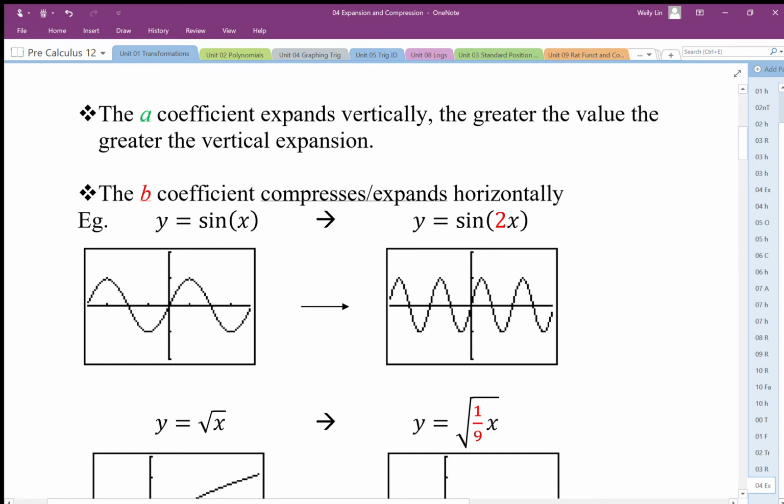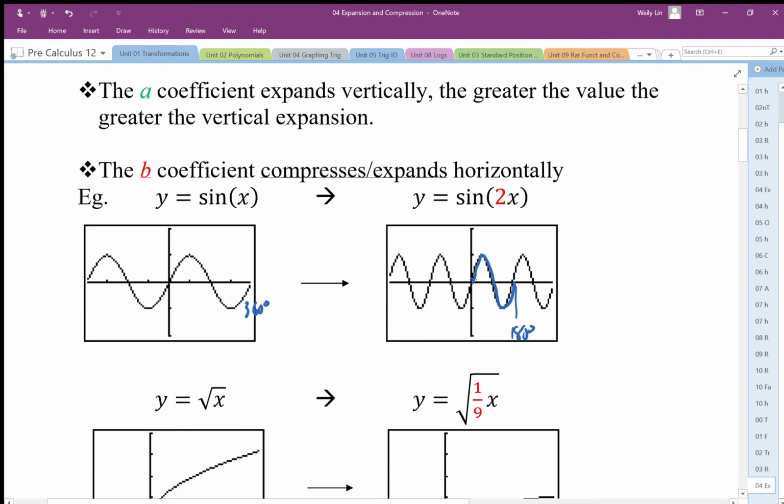So what ends up happening then is we end up with a horizontal compression. So that times 2 allows this to compress to 180 degrees here, whereas normally it would go to 360 degrees. So we end up with a horizontal compression. So the times 2 makes you go through the angles faster, which results in a compression.